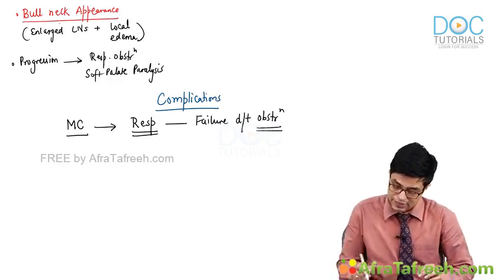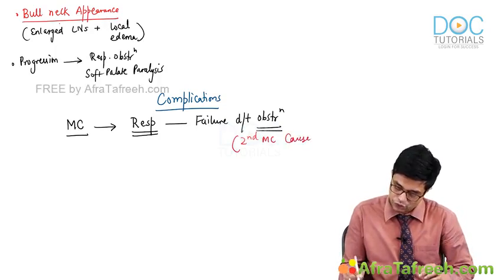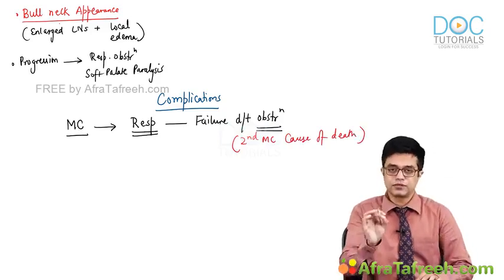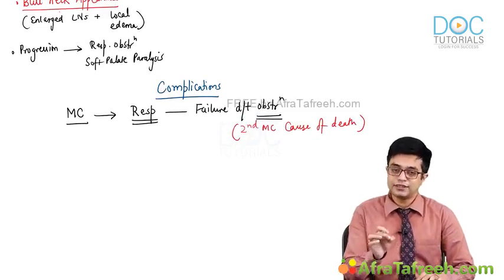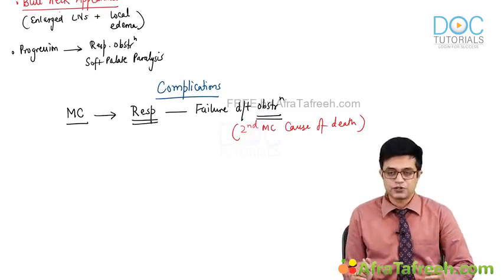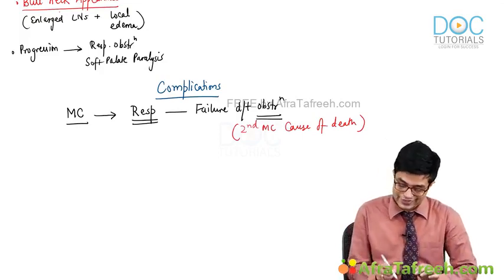However, remember that it is the second most common cause of death. Overall, what is the most common complication? It is respiratory failure due to obstruction, right? But it is not the most common cause of death, it is the second most common cause of death. This obstruction can occur due to pseudomembrane as well as local edema formation.